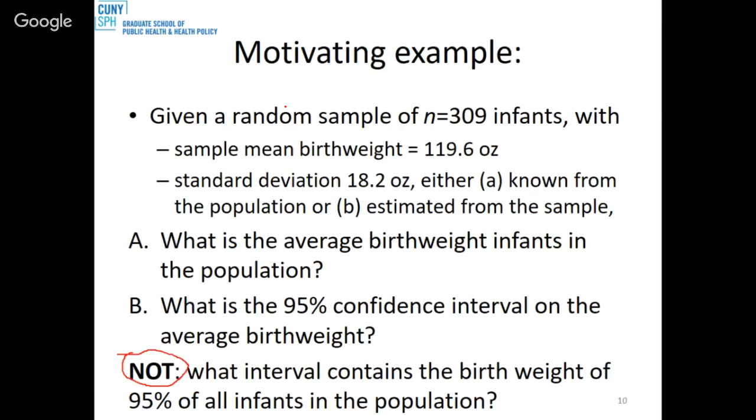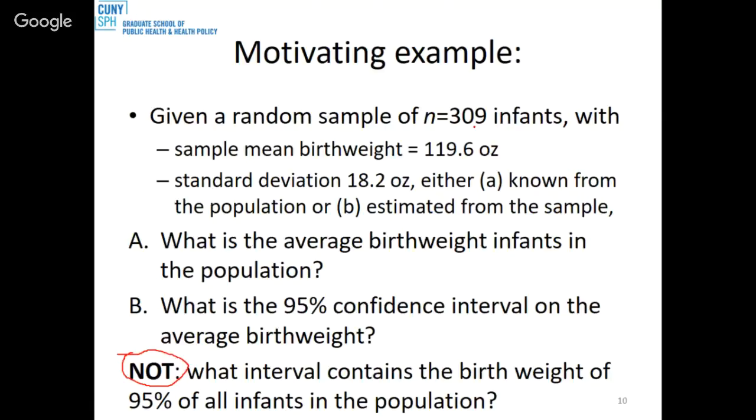So here's a question for you. Do you think that this 95% confidence interval is going to be bigger or smaller than this thing that it is not? Smaller. Yeah, it's going to be a lot smaller. Because this is a mean of 309 infants. That's quite a few. So the variability of those means is going to be a lot less than the variability of individual infants.